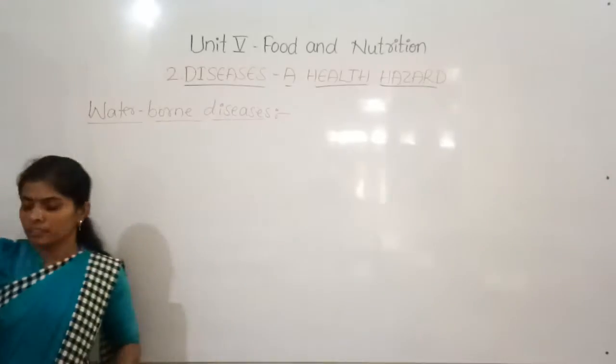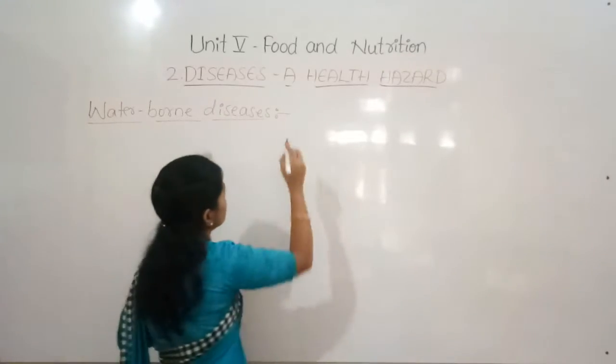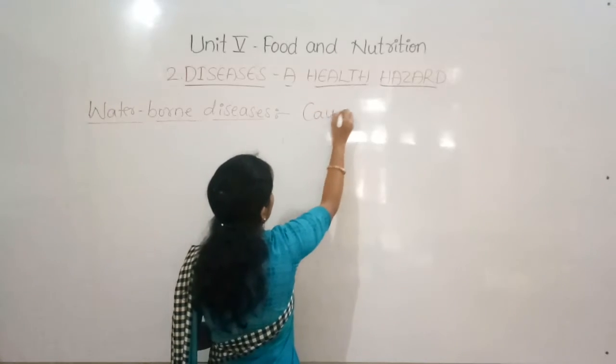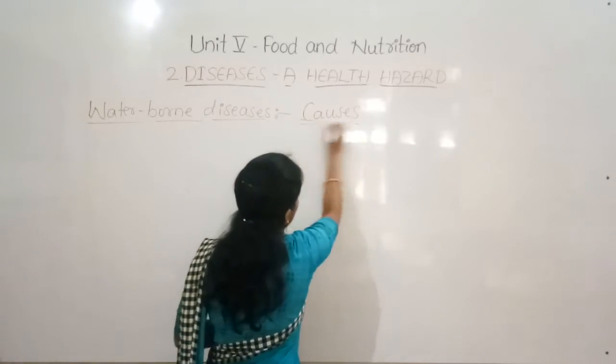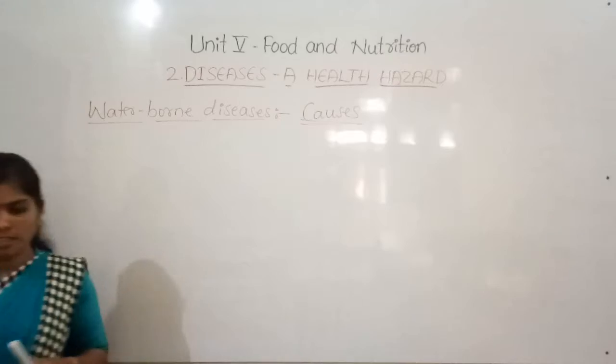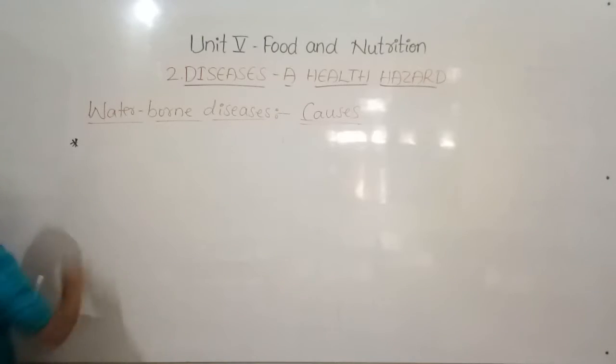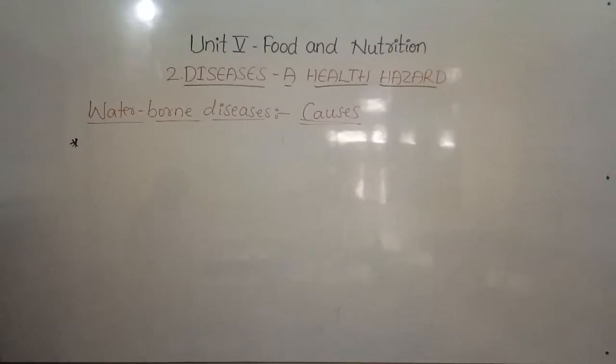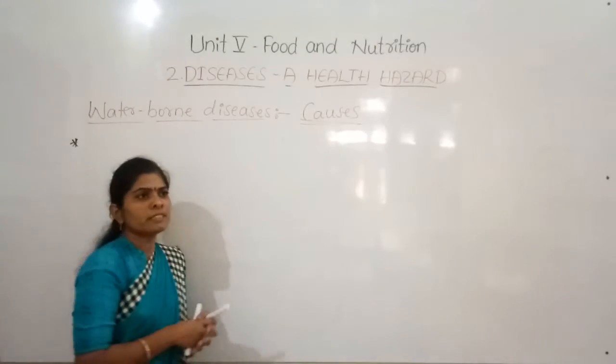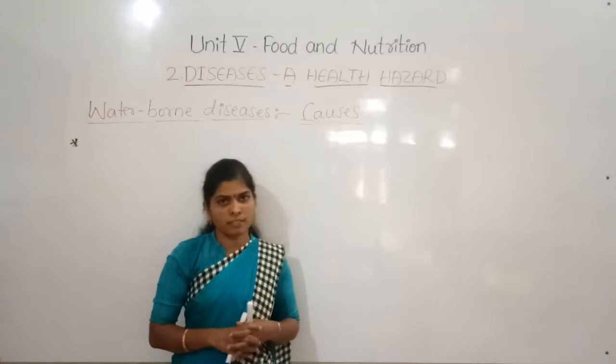The causes of waterborne diseases. So, what are the causes? The first thing is water from rivers or lakes. When we dump some garbage in it, okay, suppose we dump the garbage, which is a kind of waste.